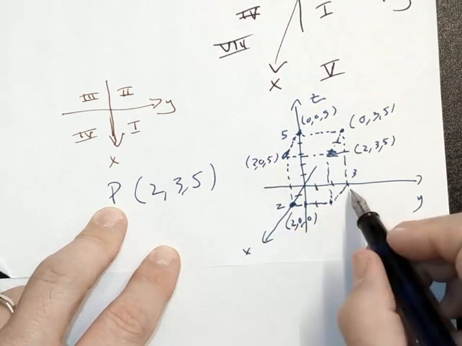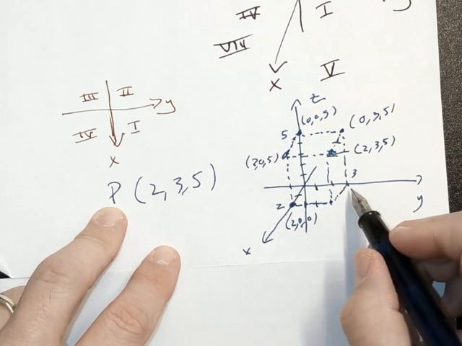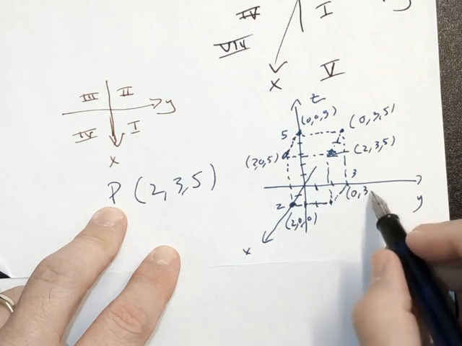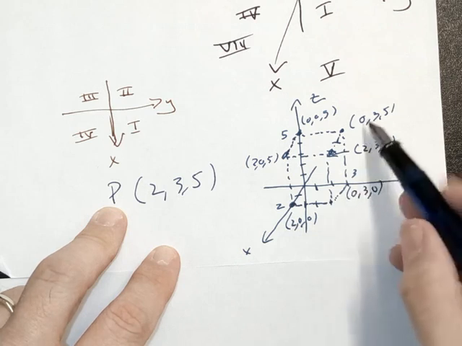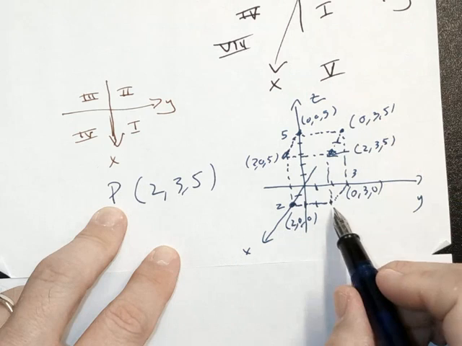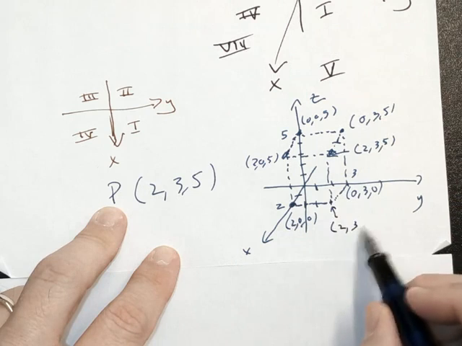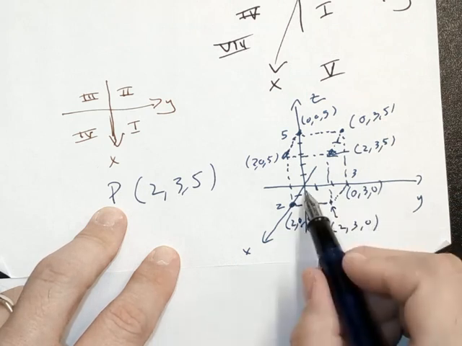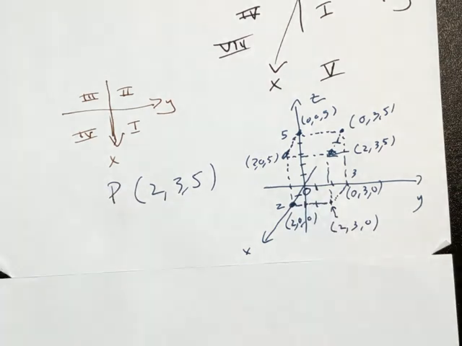What's this point? (0, 3, 0). Aha. And that means that this point above it is (0, 3, 5). And then what's this point? (2, 3, 0). Because it's still on the floor. Oh, and this one in the middle here, that's the origin, (0, 0, 0). I built a box. 2 units in depth, 3 units in width, and 5 units in height.